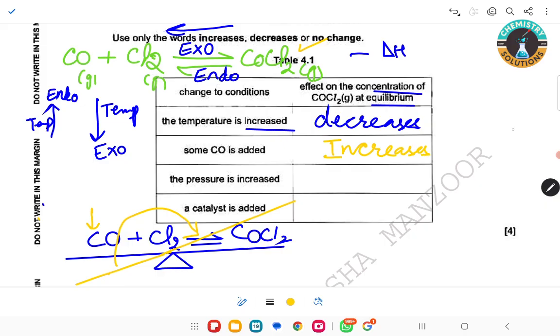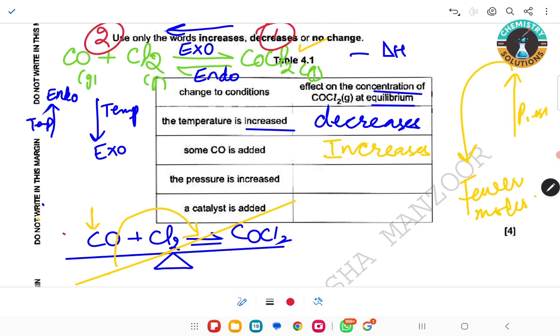The pressure is increased. By increasing the pressure, the reaction will move in the direction where the number of moles of gases is less, towards fewer moles. Two moles of gases are here, one mole of gas is here. So the reaction will move in the forward direction, and the concentration of COCl2 will increase.